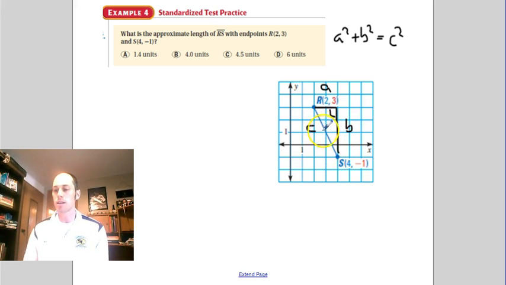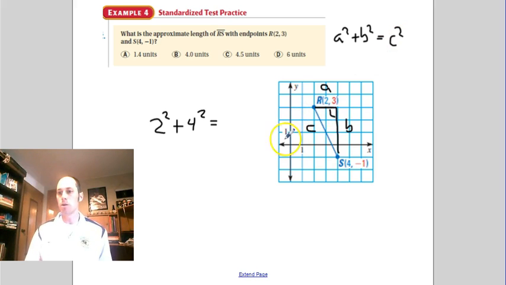So if we can find the squares of these lengths, it will be equal to the square of this length. If I count over 1, 2, so a is 2, so we have 2 squared, plus, well, b, we go down vertically 1, 2, 3, 4, 4 units. So 2 squared plus 4 squared will be equal to c squared. We don't know what that length is. We'll just plug in c for now. Now we just simplify. 2 squared is 4. 4 squared is 16. And equals c squared.